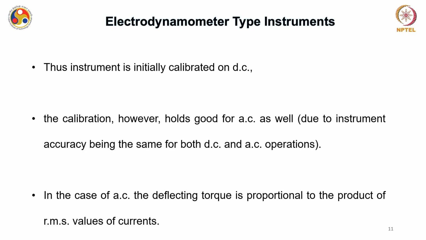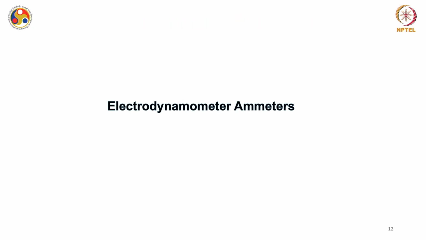Okay. So, if you see in detail, the instrument is initially calibrated on DC. The calibration, however, holds good for AC as well, due to the instrument's accuracy being the same for both AC and DC operations, and in the case of AC, the deflecting torque is proportional to the product of the RMS values of the currents. Okay. So, this is about the electrodynamometer kind of instruments.